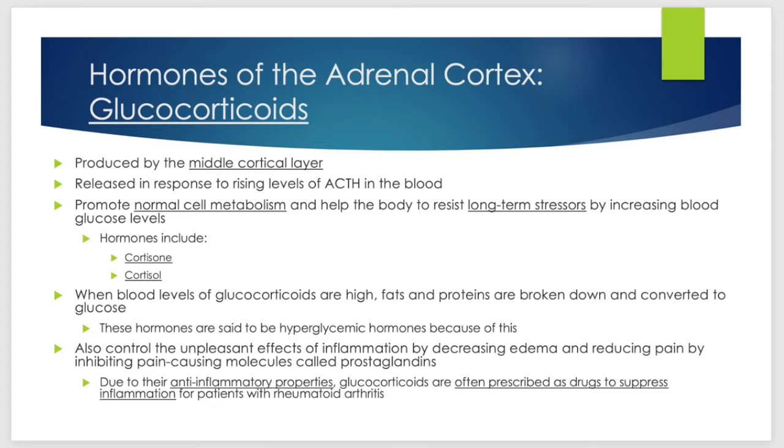When your glucocorticoid levels are high, fats and proteins typically get broken down and converted into glucose. So because it's converting fat and proteins into glucose, those hormones, cortisone and cortisol, are said to be hyperglycemic hormones, so they're going to increase your blood glucose.